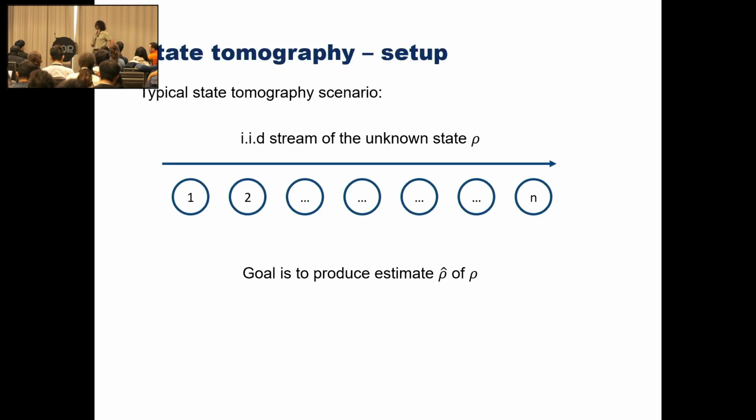As promised, I will now discuss one of the applications for unitary Schur sampling in quantum state tomography. So first, a little bit to motivate what is state tomography. State tomography, in general, is the task of producing a classical estimation of an unknown state rho when you're given access to n IID copies of the state rho.